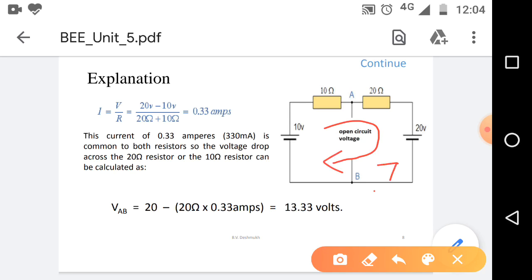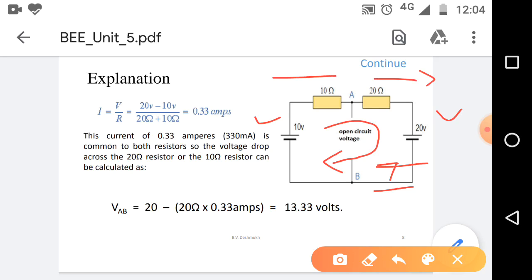The current I is equal to V by R. Here the voltage V is the difference between the 20 volt and 10 volt sources, and the total resistance is the series combination of the 10 ohm and 20 ohm resistances. Then we get I equal to 0.33 ampere. This current of 0.33 ampere flows through the 10 ohm resistance as well as the 20 ohm resistance.